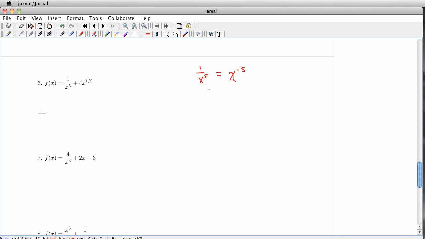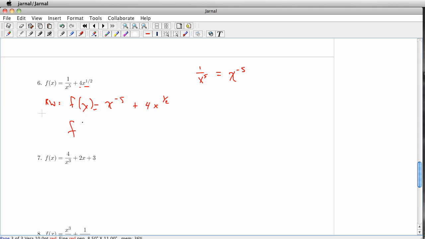So when we have 1 over x to the fifth, that's the same thing as x to the minus 5. So the rewrite here that we could do, again, I'm just going to abbreviate rewrite RW, would be to say that f of x is x to the minus 5 plus 4x to the 1/2. Notice that the second term doesn't require any kind of rewrite because it already looks like a number times x to a power, which is all we really want to have for our rules.